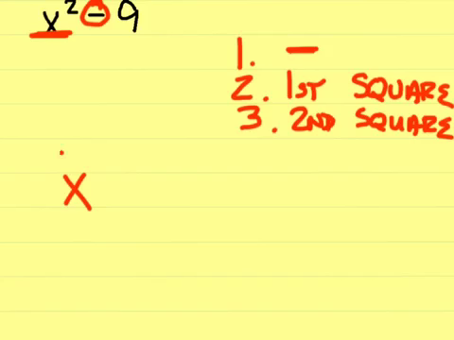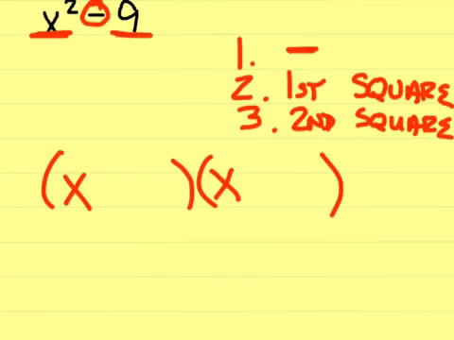And once you recognize this is a difference of two squares, you immediately set up two sets of parentheses, and then the square root of the first term goes twice in the first part of each set of parentheses. Now, you have 9. 9 is a perfect square. What is the square root of 9? 3. Put the 3 at the end of both sets of parentheses. And then the last thing you do is put 1 minus sign, 1 plus sign.